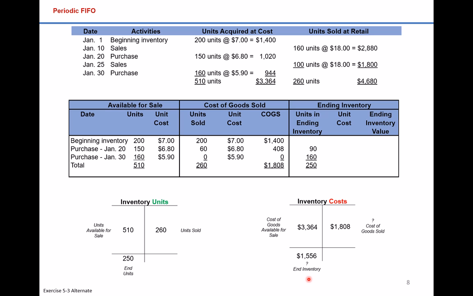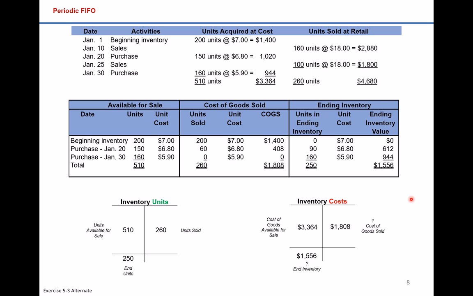Let's go ahead and just detail out, though, what were the specific cost layers that make up this ending inventory of $1,556. So we know we have nothing left from what we started with. The 90 that are left out of the January the 20th purchase, $6.80 a piece. Oh, there's $612 left for those. The 160 we never touched, so that has its full value still of the $944. So simply take $612 plus $944, and our ending inventory is indeed $1,556.